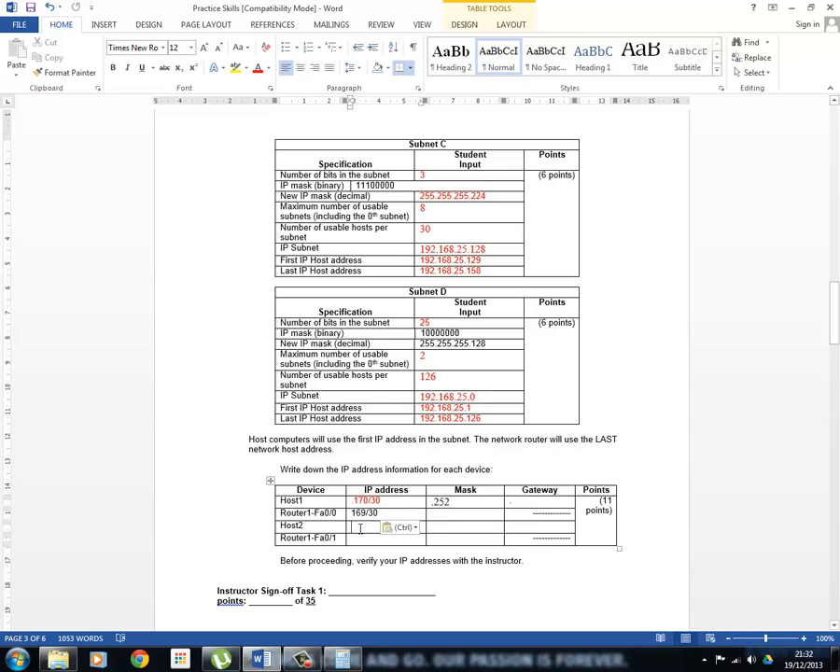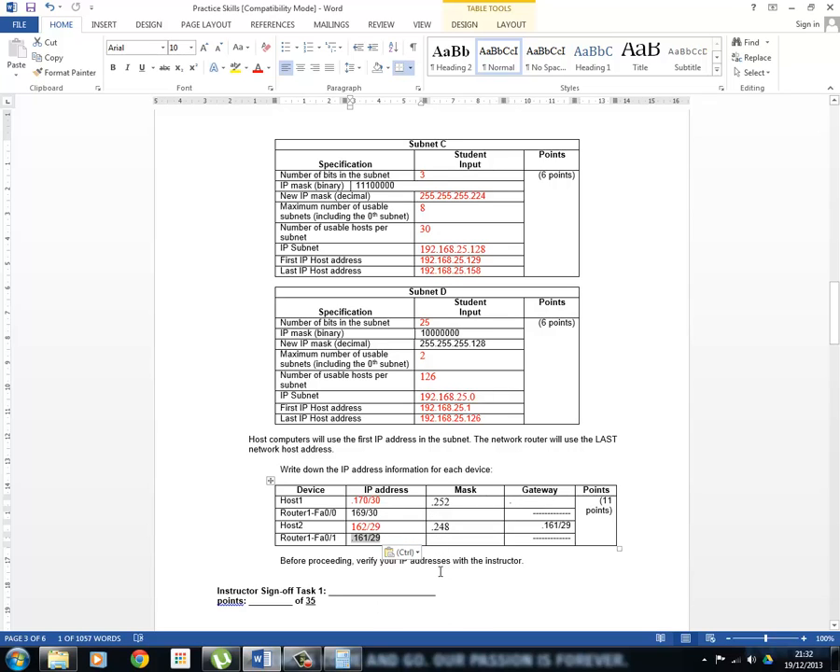So 168, so it's 161. So I'll give this 162. 162 slash 29. And that will be .248, and the gateway is going to be .161 slash 29. And then just copy this again and put it as the router, because the router is the actual gateway.